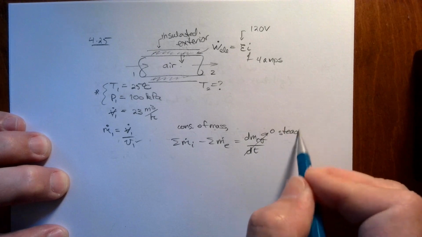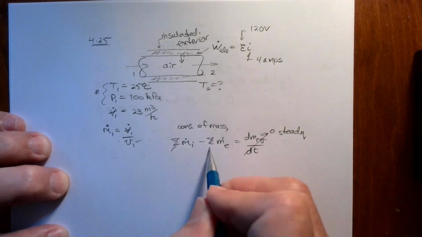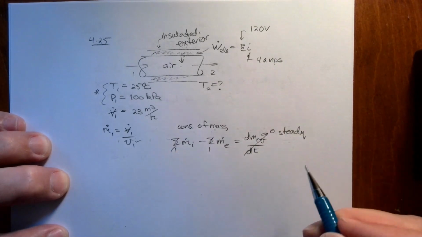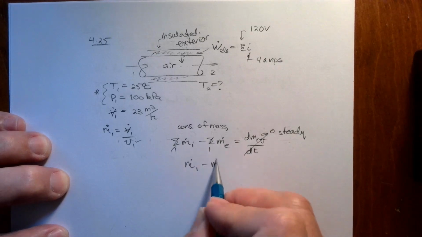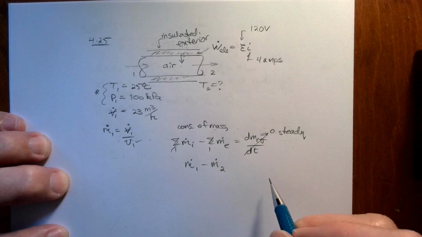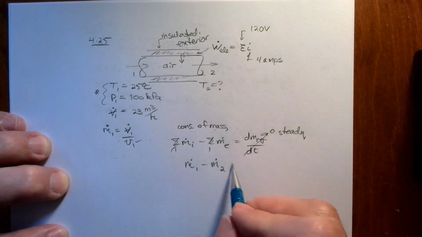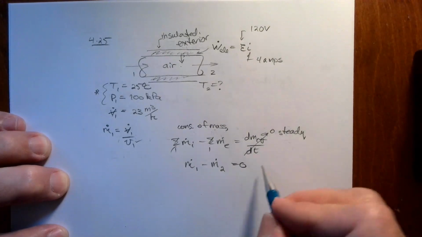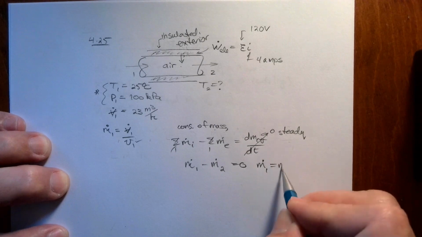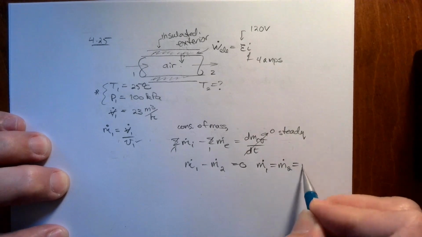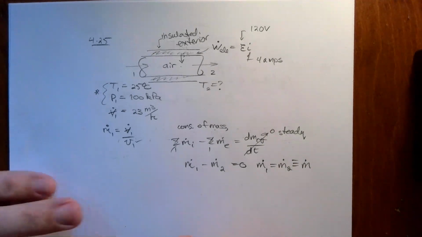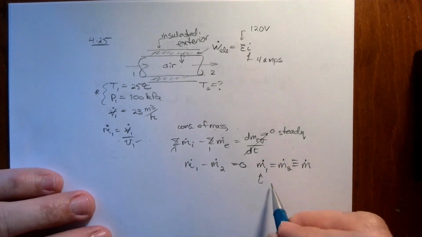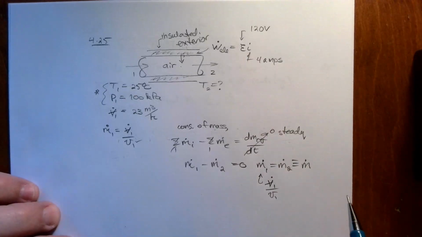because it's steady. There's only one inlet and one exit. So m dot at the inlet is 1 minus m dot at the exit. Exit location I've identified as 2 above. Has to be equal to 0. So m dot 1 equals m dot 2. We might as well just define that as a single stream, a single m dot. And we can even calculate that, right? That's v dot 1 divided by the specific volume at 1.